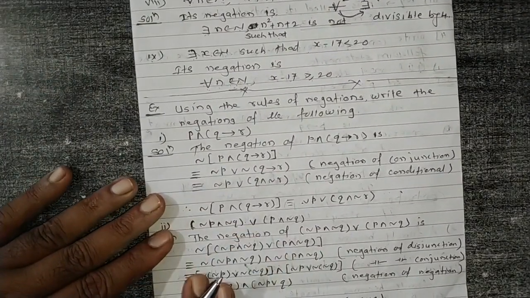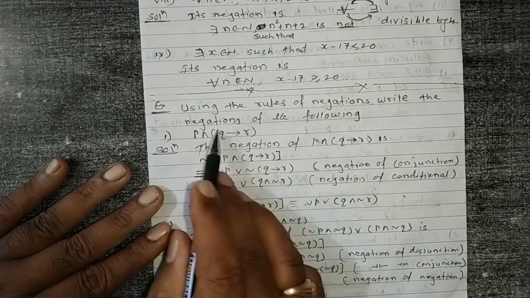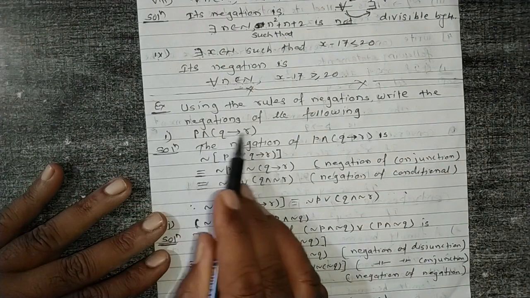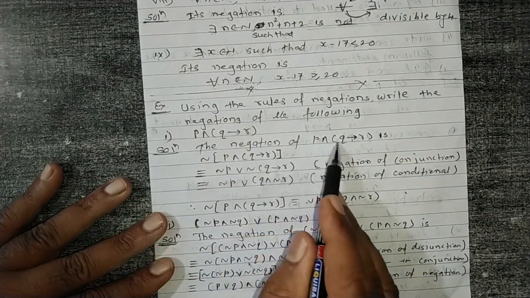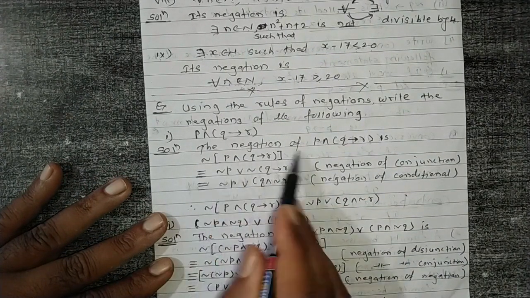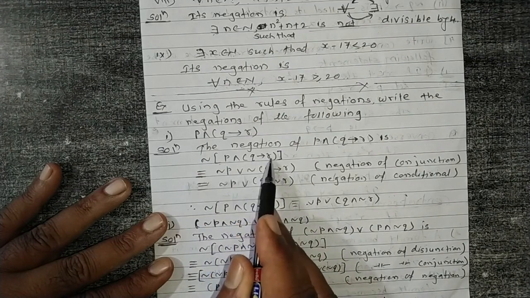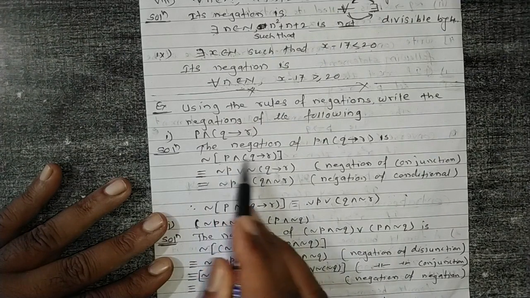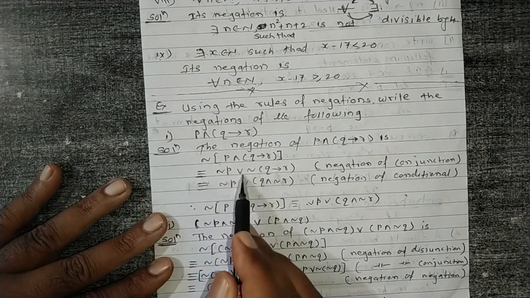I can take some other examples. Using the rules of negations, write the negations of the following. First is (P conjunction Q) conditional R. Its solution: we take the negation of the given statement, then use the rule of negation of conditional. Taking the bracket as one statement, the negation of (P conjunction Q) conditional R is (P conjunction Q) conjunction negation R.